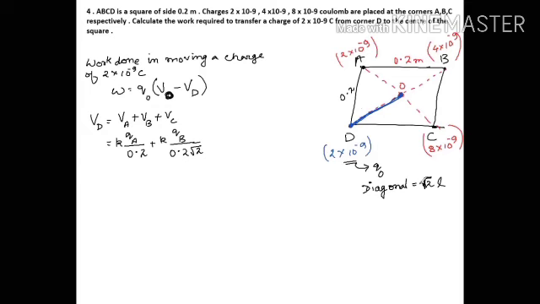I have just clearly mentioned here, root 2 L. And point C again is at 0.2 meter, so K QC by 0.2. If you calculate this whole expression, you will find something like 577.26 volt. So this is the potential at point D due to A, B, and C. This is the amount of voltage.